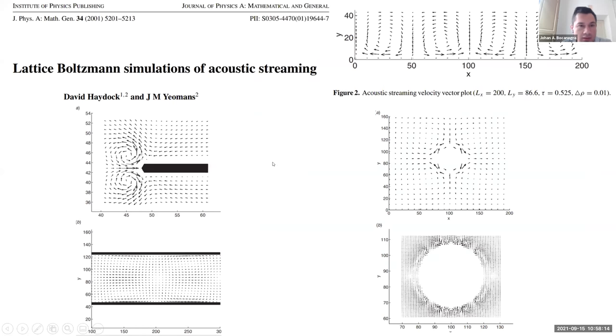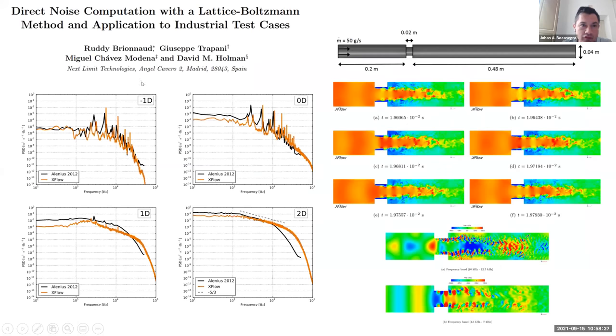As I said at the beginning, aeroacoustics is a very hot topic. There is a lot of work. I show only some of them. This is very, very interesting. Okay. Direct noise computation with lattice Boltzmann method and application to industrial test cases.